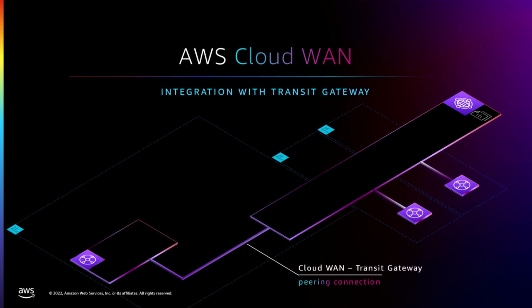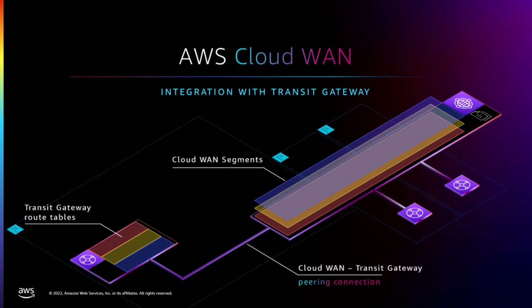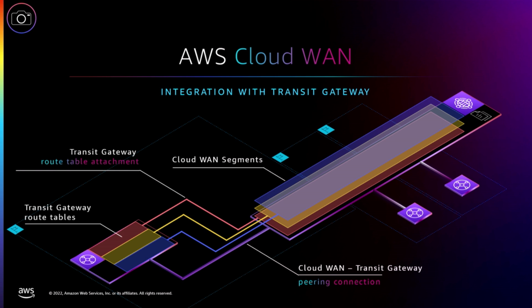The peering connection is just a transport, the same way as the transport attachment was defined for the Connect attachment. Once we have the peering connection established, the route tables on the Transit Gateway can be expanded into the segments in Cloud WAN. And this expansion preserves the end-to-end segmentation, right? So there is no crossing between route tables on Transit Gateway and Cloud WAN segments.